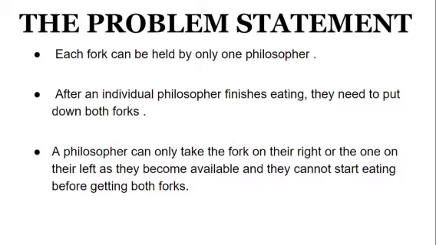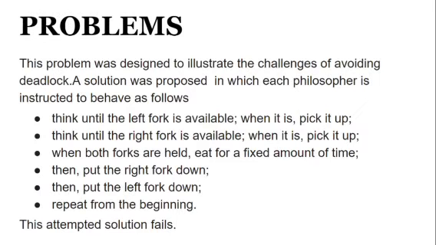There's another deadlock. Sixth point, a philosopher can only take the fork on their right or the one on their left as they become available, which means the spaghetti can be finished altogether or can be left half, and they cannot start eating before getting both the forks.